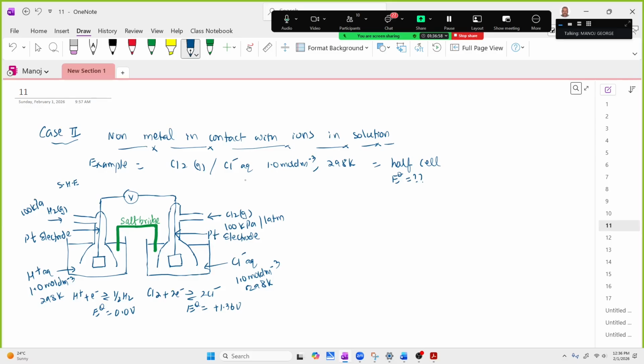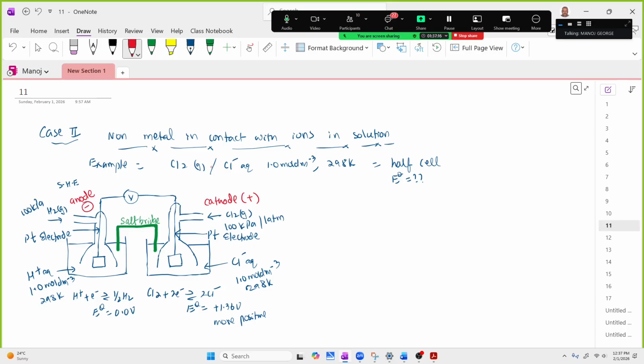So this is more positive. It's very easy now, correct? This is more positive, so I know this guy is going to act as my cathode. And don't forget, if this is the cathode, that's the one going to be positive, which means my SHE is going to be the negative here.